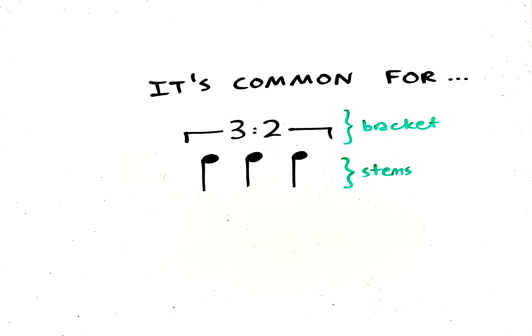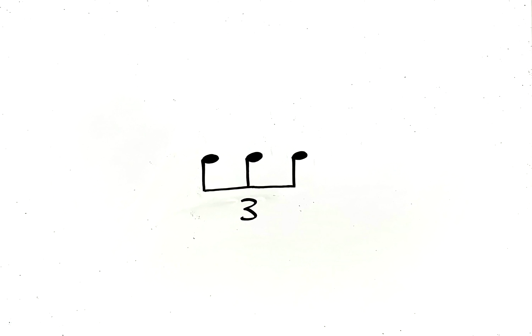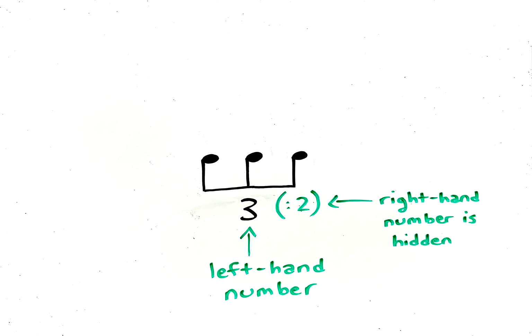Third, if every single note in the tuplet is connected by a single beam, for example, with eighth notes, then it's proper to leave out the bracket and place the number back on the same side as the stems. Most people also abbreviate tuplets by writing only one number in the bracket. When there's only one number in the bracket, that's understood to be the left-hand number, and the right-hand number is simply hidden.